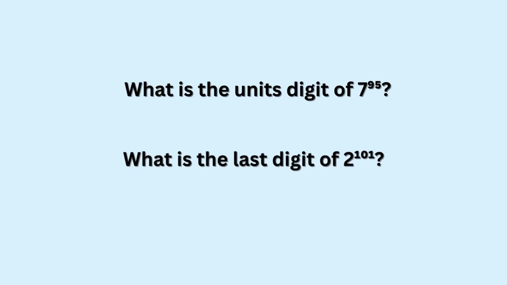Have you ever wondered how to find the units digit of very large powers like 7 to the power of 95 or 2 to the power of 101 without calculating the whole number? The trick is that units digit repeats in patterns.